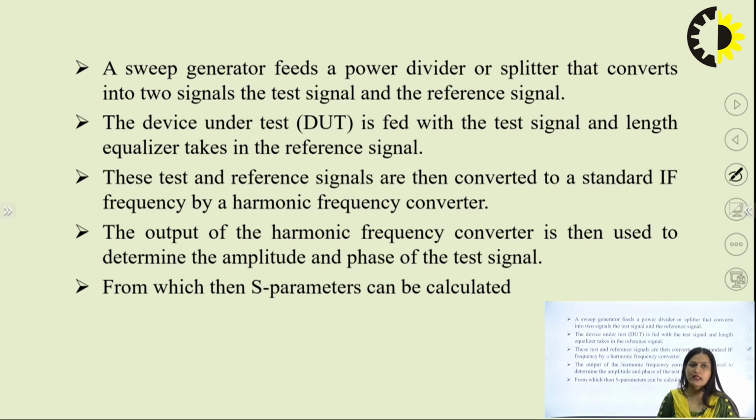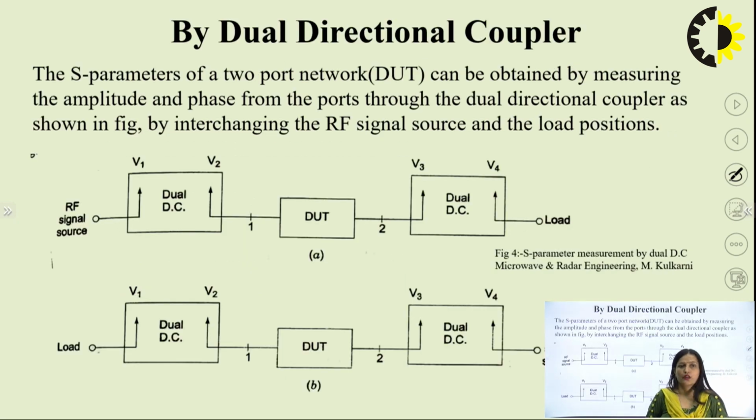So a sweep generator feeds a power divider or splitter that converts it into two signals: the test signal and the reference signal. The device under test is fed with the test signal, right? So the device which we want to measure is given the test signal, and the length equalizer takes in the reference signal. These test and reference signals are then converted into a standard IF frequency by the harmonic frequency converter. The output of the harmonic frequency converter is then used to determine the amplitude and phase of the test signal, from which the S parameter can be calculated. So from the amplitude and phase we can find the S parameter.